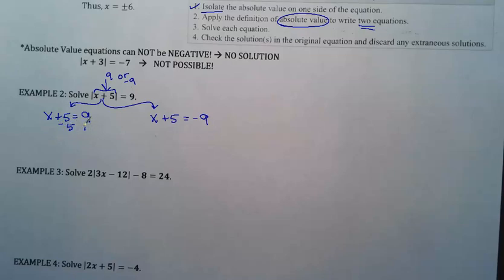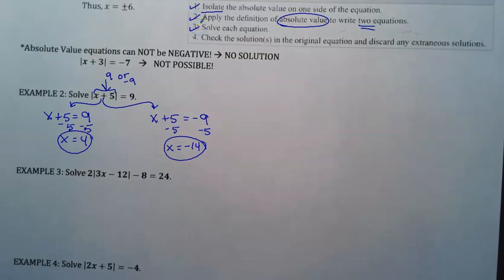So we subtract 5 from both sides. We get x equals 9 minus 5 is 4. On the other equation, we subtract 5. We get x equals, now negative 9 minus 5 is going to be negative 14. So two very different answers. So we did step 2 and we solved as well.